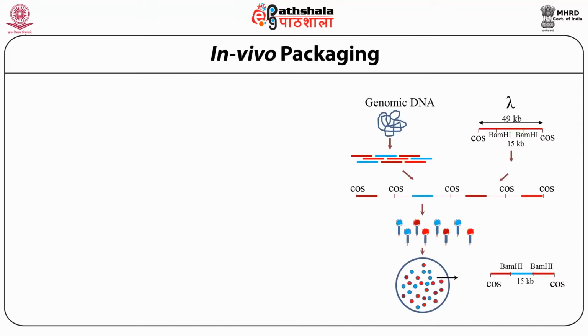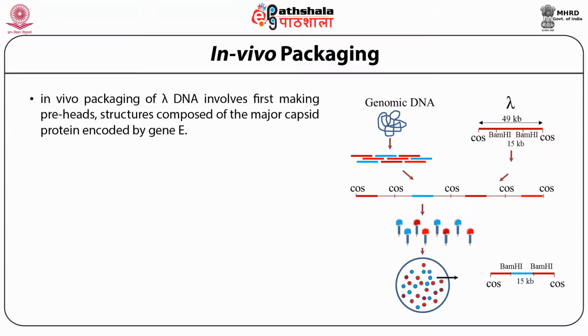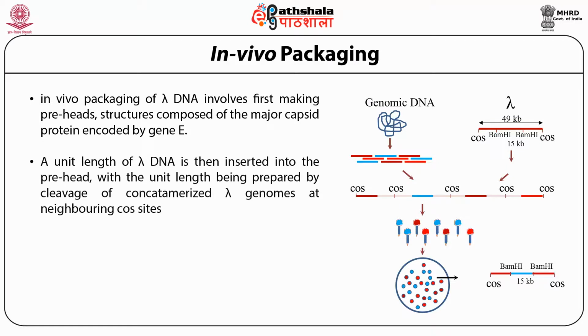In vivo packaging of lambda DNA. In vivo packaging of lambda DNA involves first making pre-heads, structures composed of major capsid protein encoded by gene E. A unit length of lambda DNA is then inserted into the pre-head, with the unit length being prepared by cleavage of the concatameric lambda genome at neighboring cos sites.